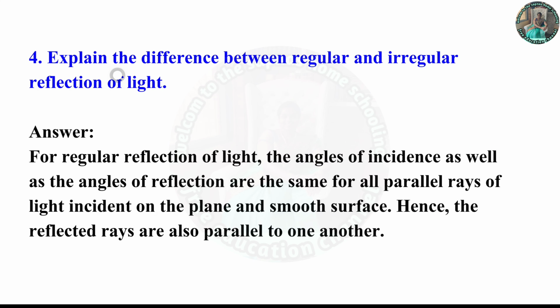Question 4. Explain the difference between regular and irregular reflection of light. For regular reflection of light, the angle of incidence as well as the angle of reflection are the same for all parallel rays of light incident on the plane and smooth surface. Hence, the reflected rays are also parallel to one another.